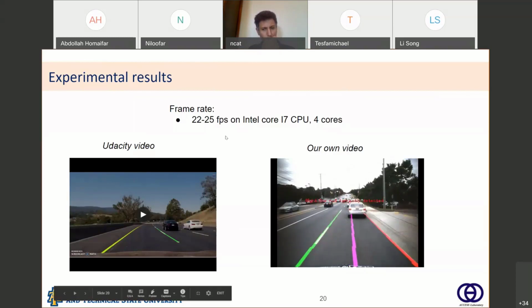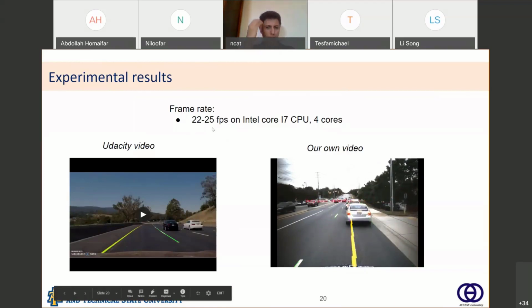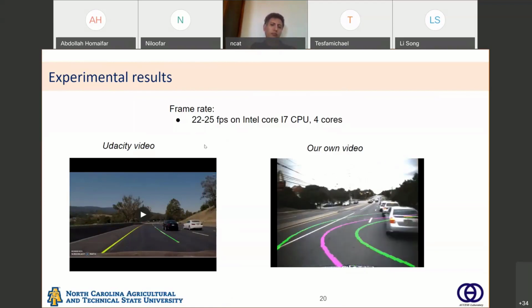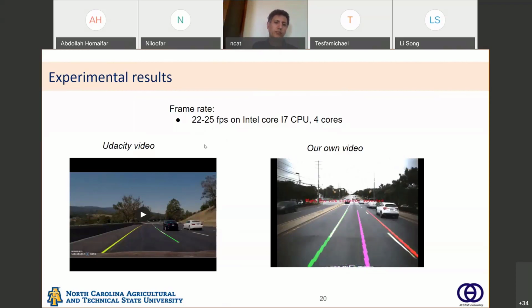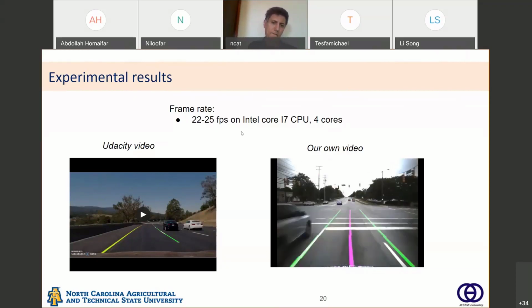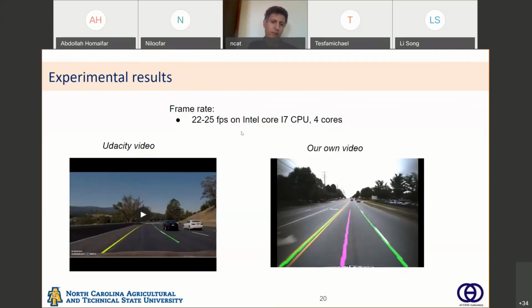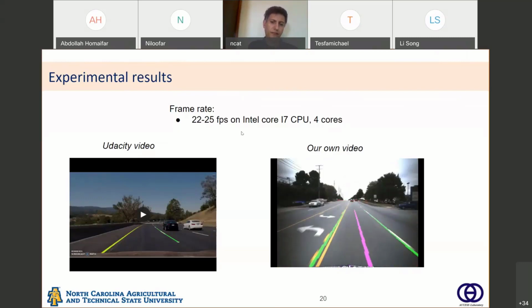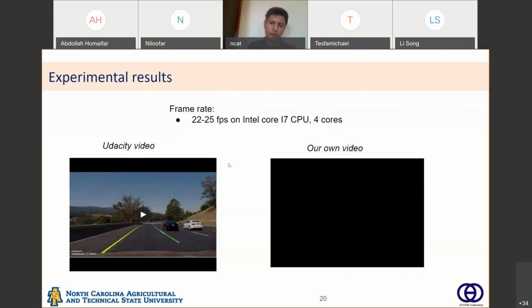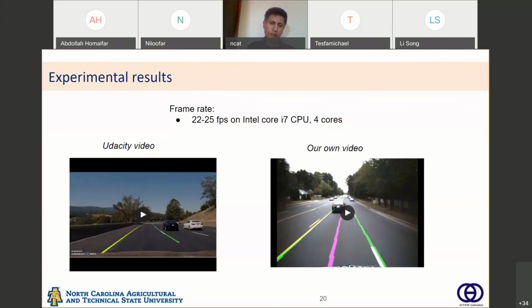And performance-wise, this method runs at about 20 to 25 frames per second, and this is without any form of optimization. It's just a direct implementation of that method, tested on a Core i7 CPU with 4 cores.